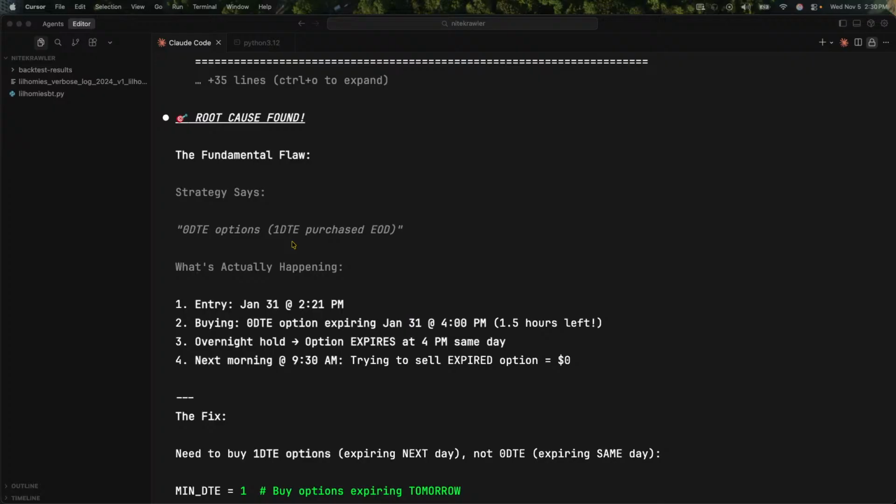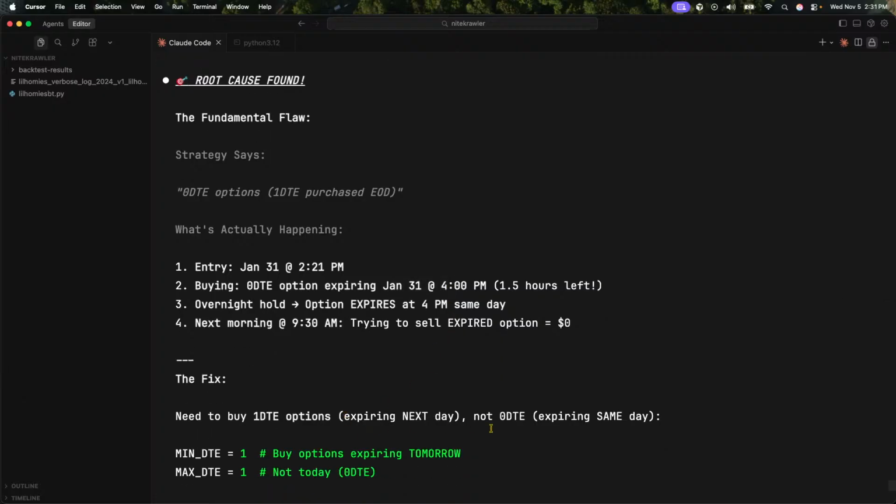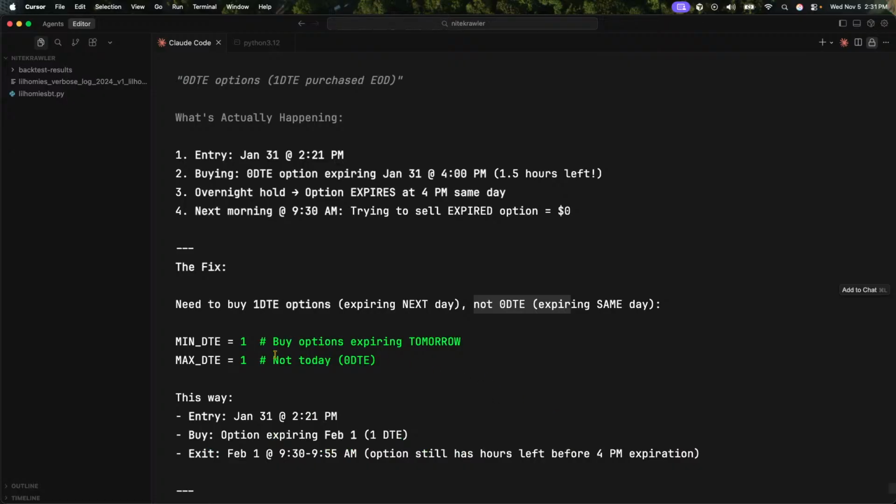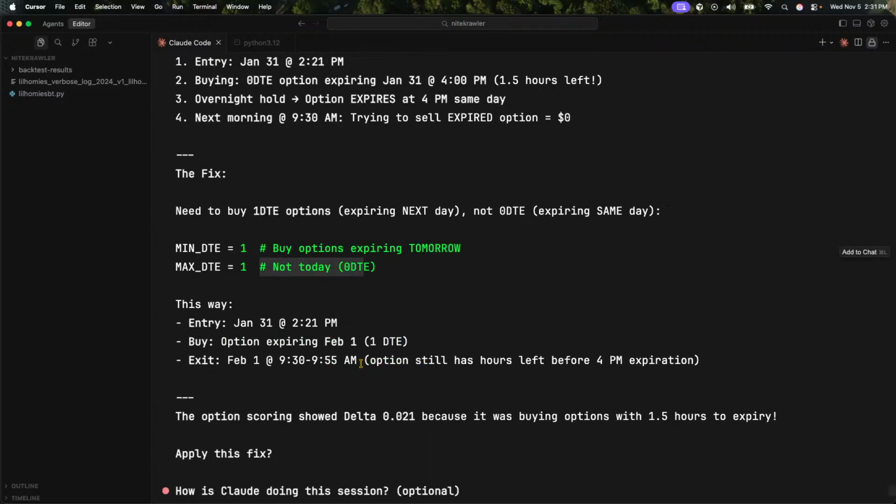The strategy says 0 DTE, but it's 1 DTE. What's actually happened is that we're entering on January 31st at 12:21, and we're buying a 0 DTE expiring option. Oh, no. It's supposed to be expiring the next day, not the same day. We're buying options expiring tomorrow, not today. Bruh, get it right. The exit option still has hours before expiration.